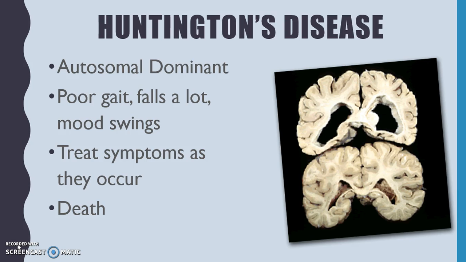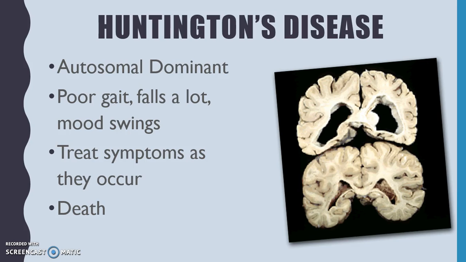Now, when we get to these slides, you will not see it listed as inheritance, symptoms, treatments, and outlook. Instead, there are four bullets. Each of those bullets are in order: the inheritance, the symptoms, the treatments, and the outlook. So the first disease you need to know about is Huntington's disease.